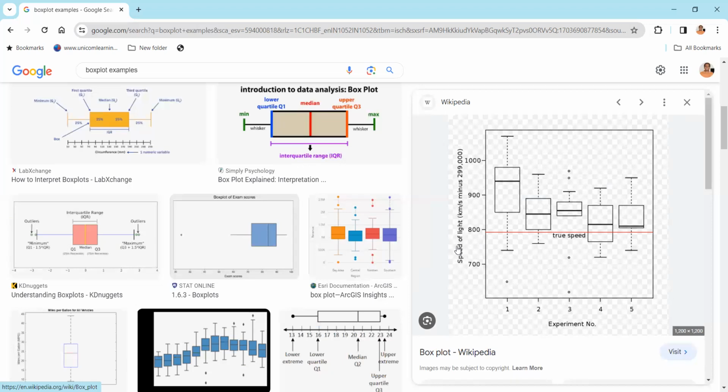Now you see here, speed of light, measured by 4 different experiments. Now you tell me, which experiment is giving you more consistent result? Experiment number 3. Okay. Because the values that you see here are less spread.